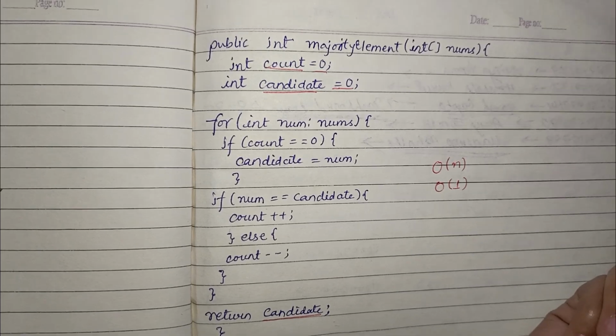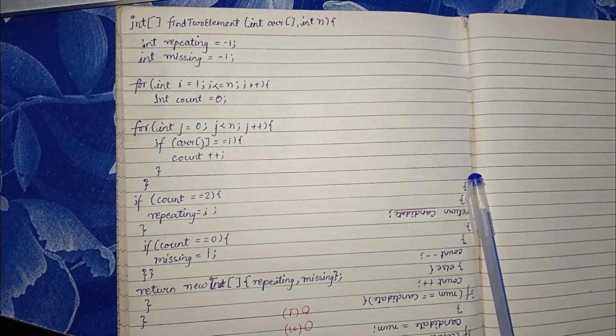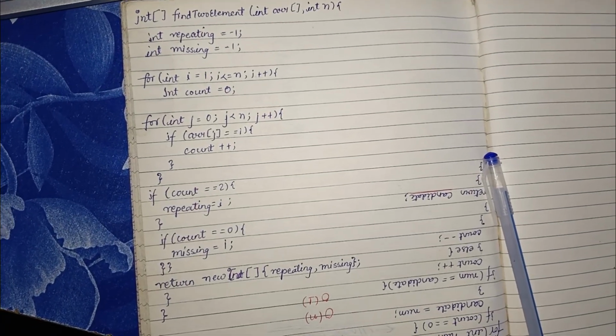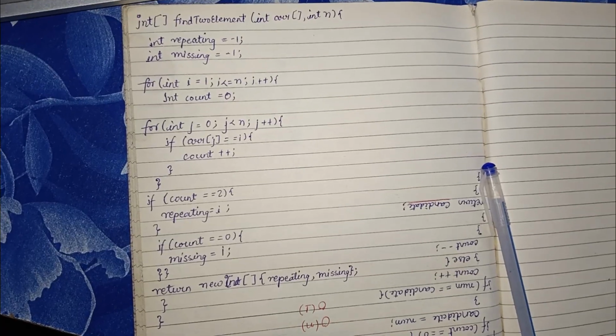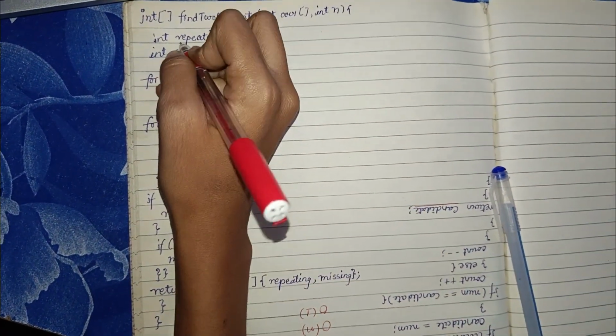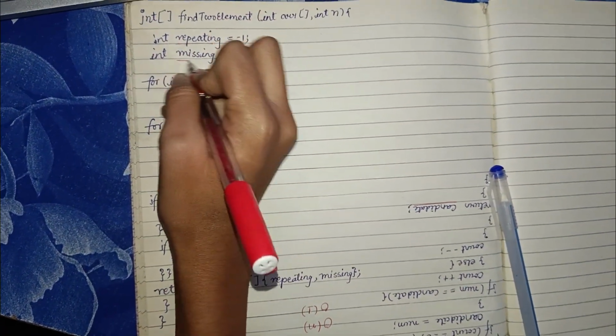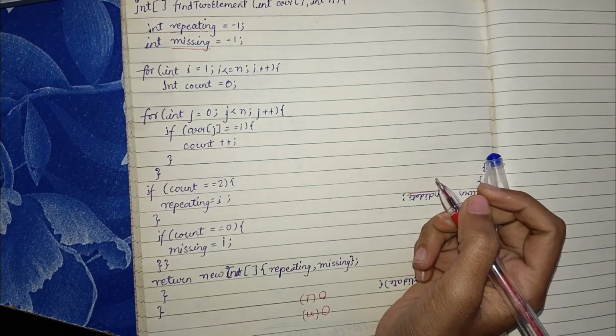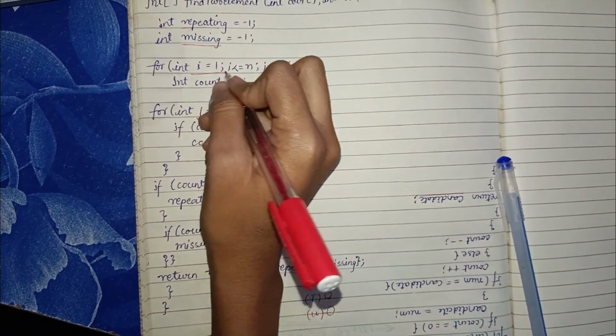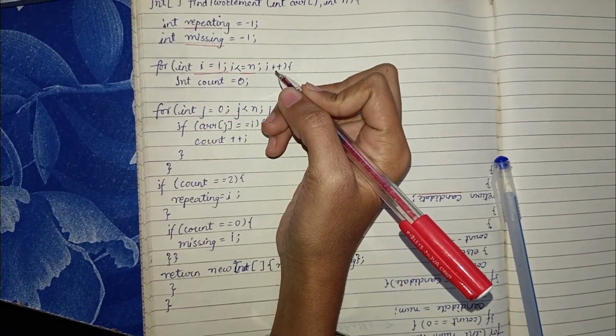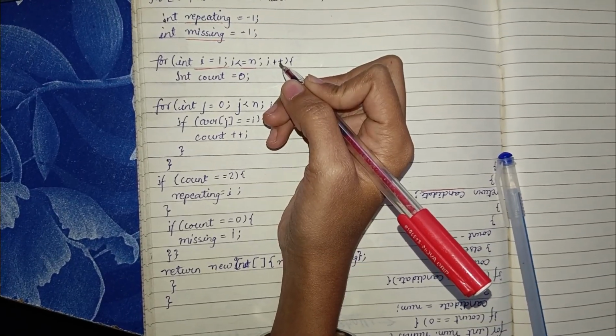Thank you. Now we will understand the missing and repeating element code. So first we initialize two variables, repeating and missing. Now we loop from 1 to n. Numbers are in this range.